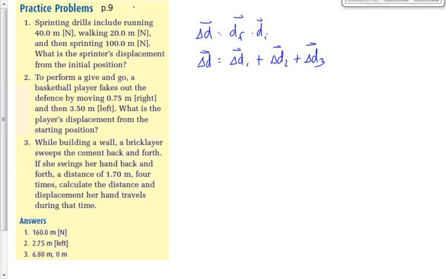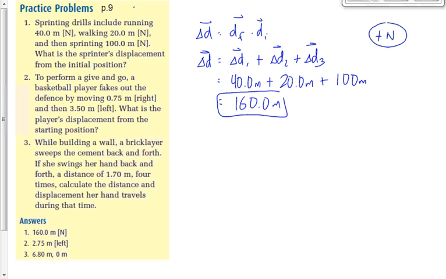We're going to say north is positive, and that means the first one is 40.0 meters positive to the north, 20.0 meters positive to the north, and 100 meters positive to the north. We add those up, we end up getting 160 meters. And positive means north, so our answer is positive. Does that make sense? How many people got that?